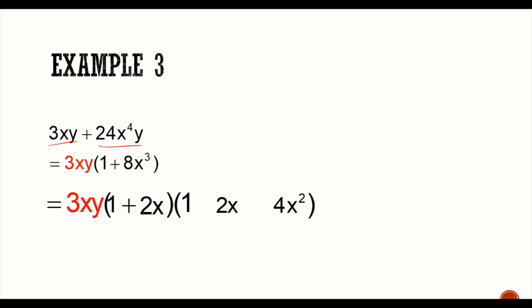Then you deal with the signs. This sign in the smaller bracket will be kept from the original question, so that's 1 plus 8x cubed, so it's a plus. And then the middle term will have a minus, and the last term will have a plus.